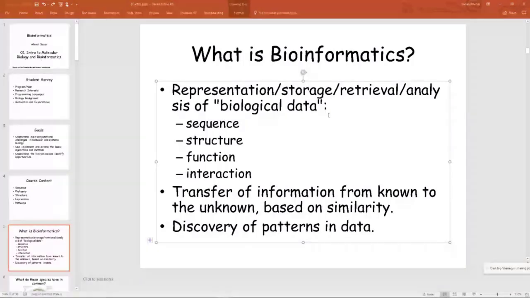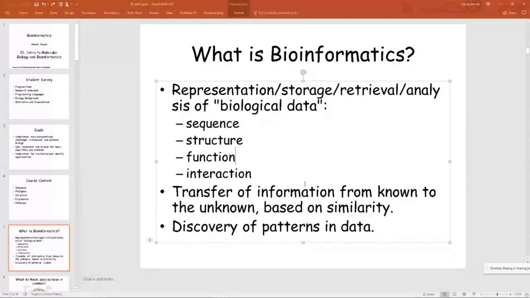So bioinformatics is going to be the representation, storage, retrieval, and analysis of biological data. And with biological data, we mean sequence, structure, function, and interaction. So these are the main categories of biological data that we are going to be interested in.